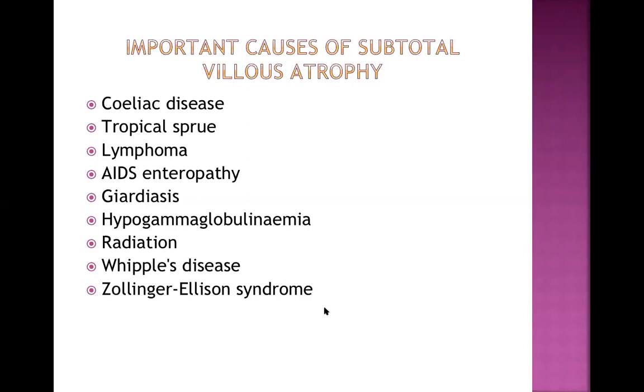And Zollinger-Ellison syndrome, we have already studied that. This is a tumor in the pancreas which is releasing a lot of gastrin, and that gastrin is causing more release of HCl, and all other signs and symptoms will arise. So these are some of the differential diagnoses of subtotal villous atrophy.